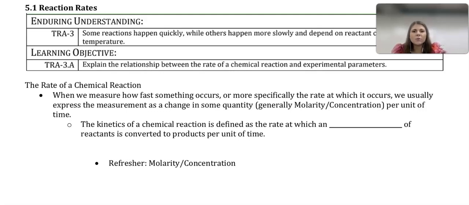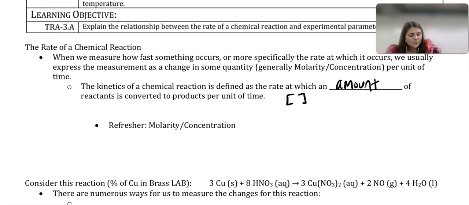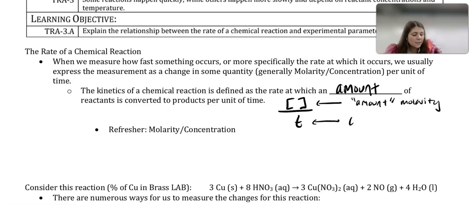So the kinetics of a chemical reaction is defined as the rate at which an amount of reactant is converted to products per unit of time. So here it's going to look like this. Brackets, remember, indicate molarity. So this amount that is mentioned is talking about the molarity concentration. And then t, this per unit of time, can be seconds, hours, minutes, doesn't matter. You'll just be notified what it will be.